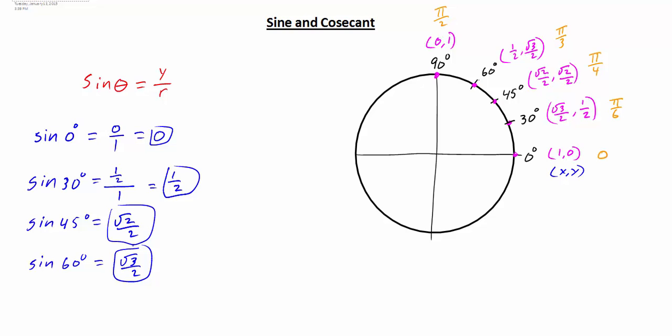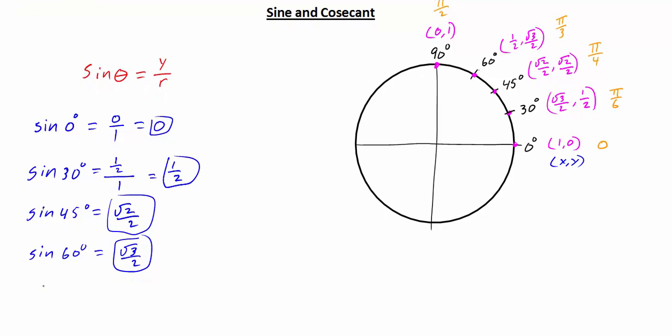So basically what we're saying is when we plug in 60 degrees into the sine function, we get out a square root of 3 over 2. And then of course if we go to the top of the circle and we plug in the 90 degrees into the function sine of 90, your y-coordinate is 1, so the sine of 90 degrees is 1.